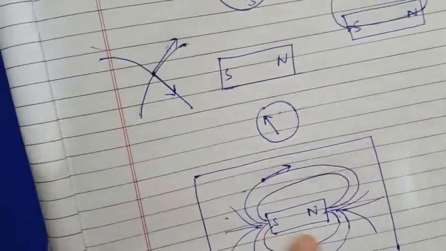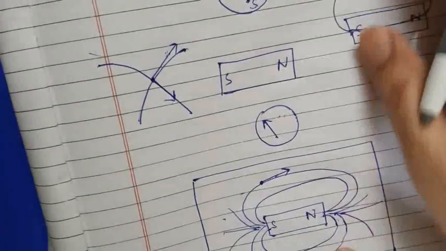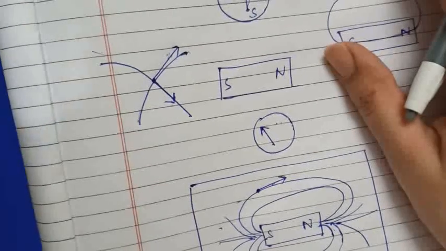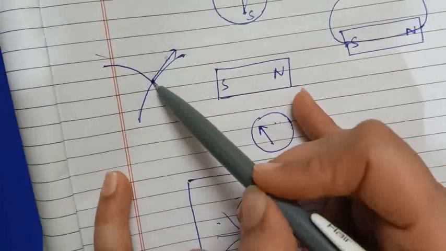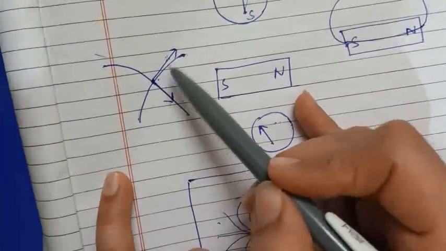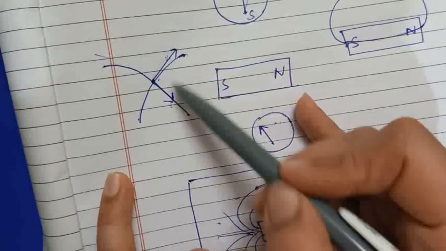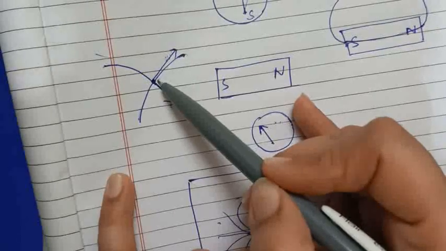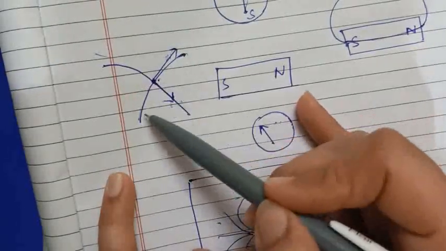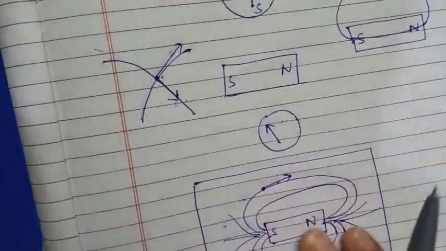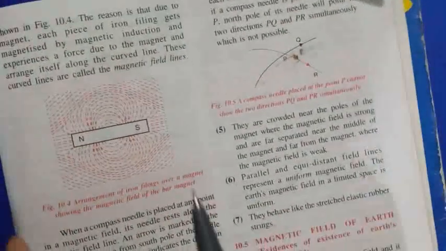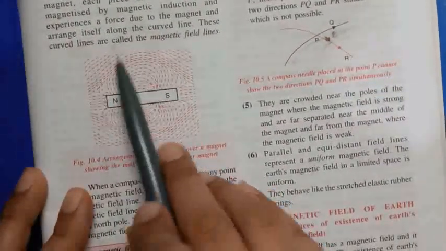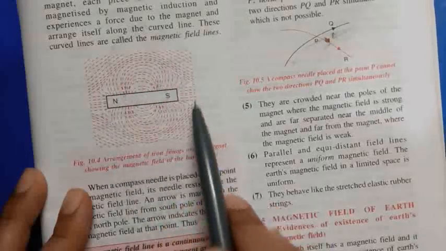Alright, so if it is asked why the two magnetic field lines cannot intersect, you have to explain that if they intersect, then there will be two directions of magnetic field at a point, which is not possible. And thus magnetic field lines cannot intersect. You can see this figure. These all are the magnetic field lines and you can see no one is intersecting.